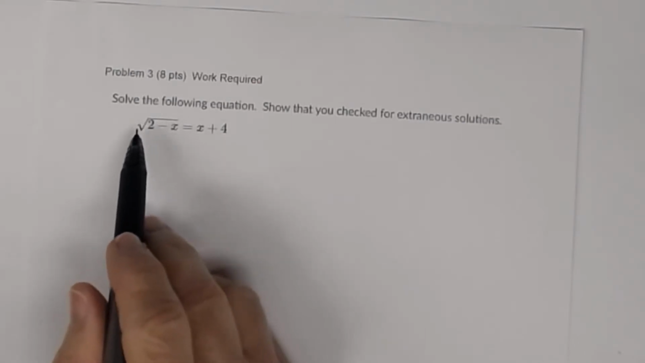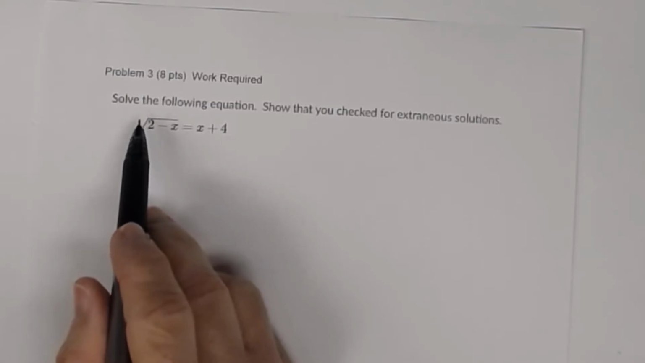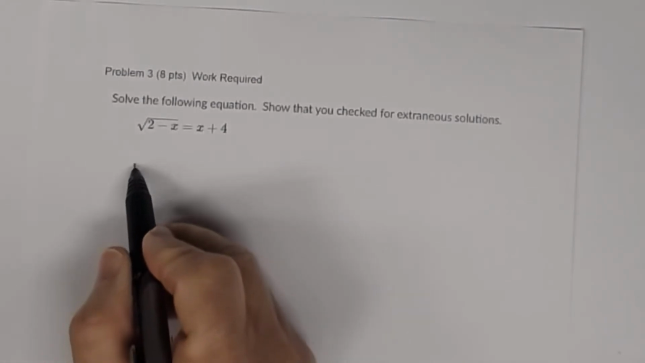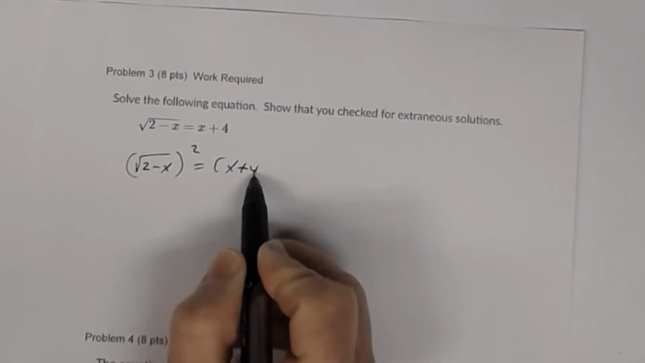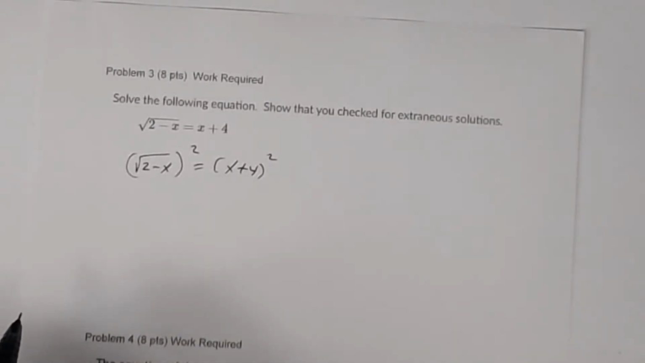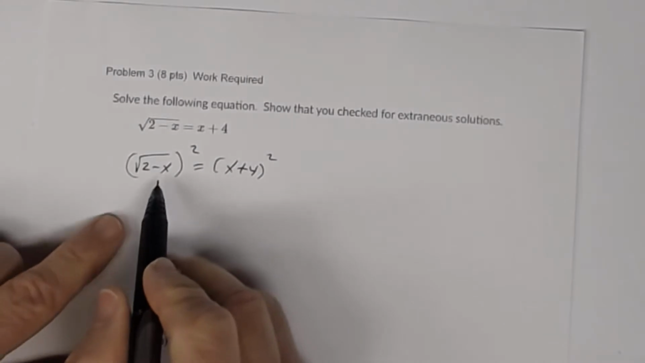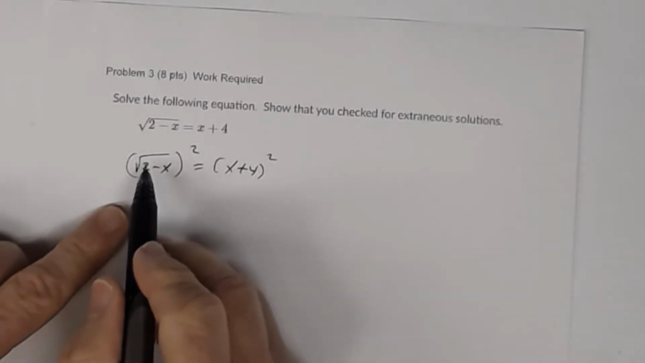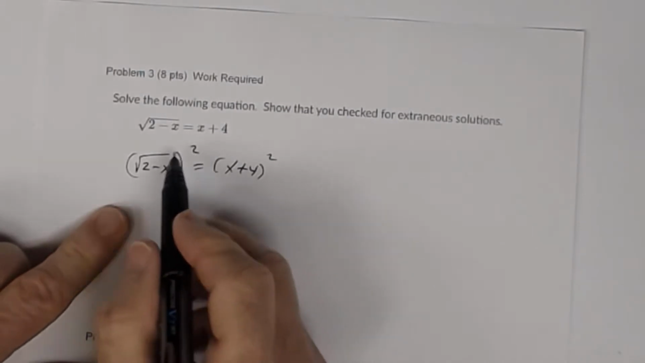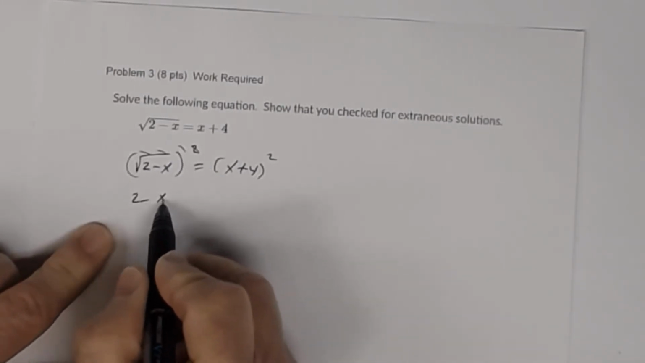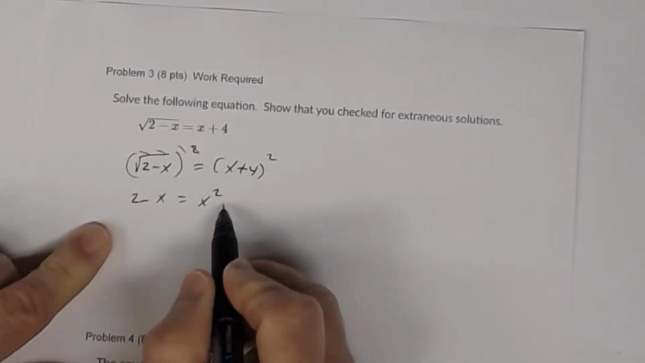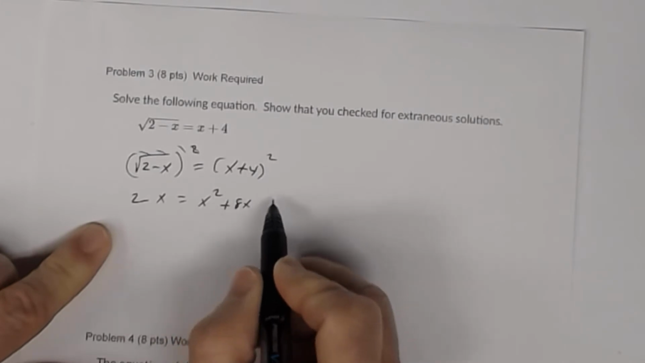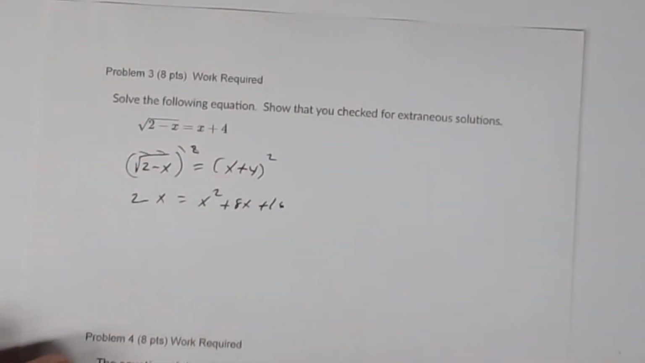Then the next thing you want to do is raise both sides to a power equal to the index. Well, this is a square root, so the index is 2. So I'm going to raise both sides to the second power, just like this. Now notice that on the right hand side you have to put that in parentheses as well. And so we're going to go ahead and simplify this. The square root of 2 minus x raised to the second power is just 2 minus x, equal. When I FOIL this, that's going to be x squared. The outer and the inner will be a positive 8x, and then 4 squared is 16. All right, so that's what we get there.